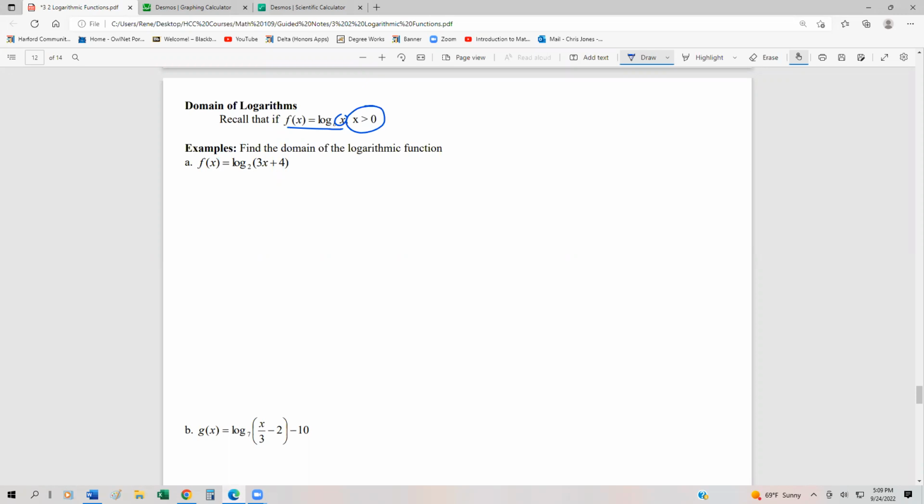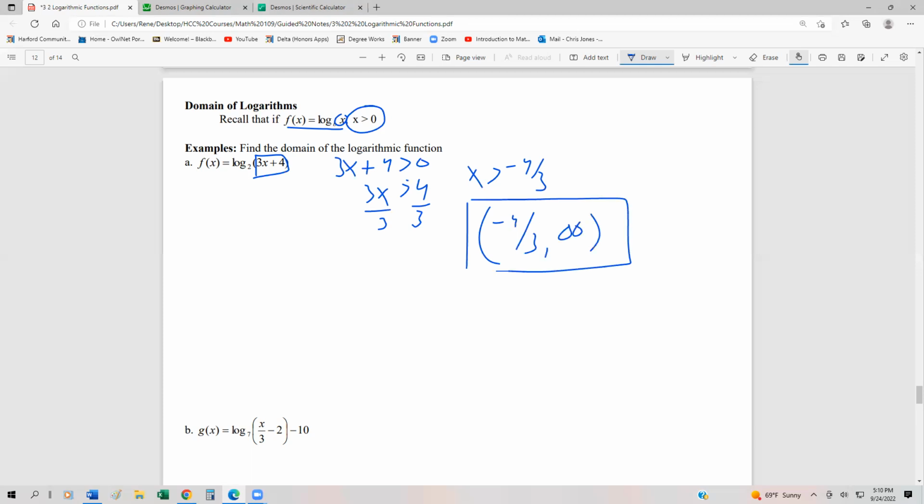So for instance, if we have f of x equals log base 2 of 3x plus 4, all we're going to do is set 3x plus 4 greater than 0. When we solve that, we subtract 4 from both sides, and then divide by 3. So we get that x is greater than negative 4/3. In interval notation, since x is bigger than that, it would be from negative 4/3 to infinity. All right, so that's how we find the domain of a logarithmic function.